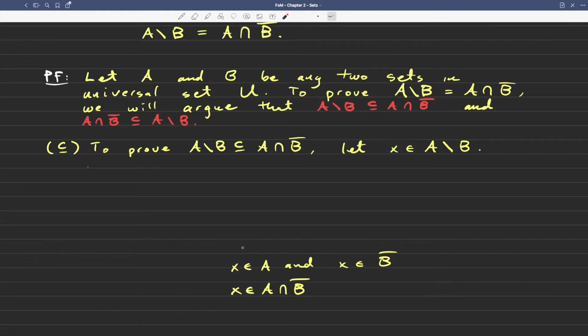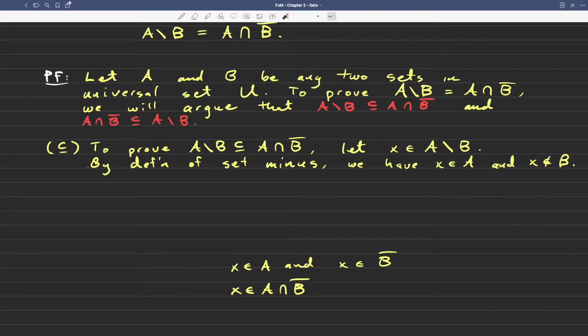So we want to be able to recognize when we're actually done with the proof, right? Or we're getting very close to the end of the proof. So let's start with what we have right now. X is in A minus B. What does that mean? Well, by the definition of set minus, we have X is in A and X is not in B.